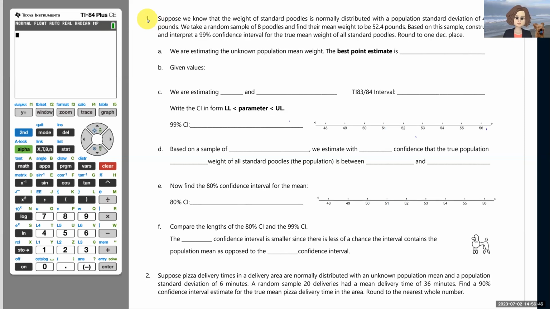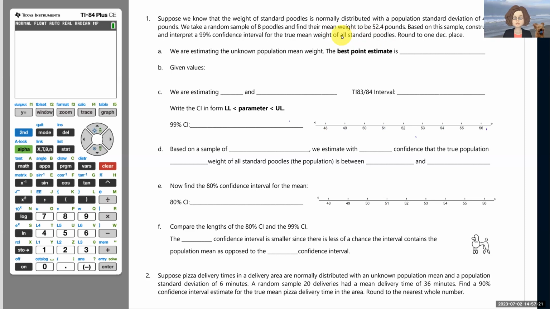So number one, suppose we know that the weight of standard poodles is normally distributed with a population standard deviation of 4.3 pounds. We take a random sample of 8 poodles and find their mean weight to be 52.4 pounds. Based on this sample, we'll construct and interpret a 99% confidence interval for the true mean weight of all standard poodles.